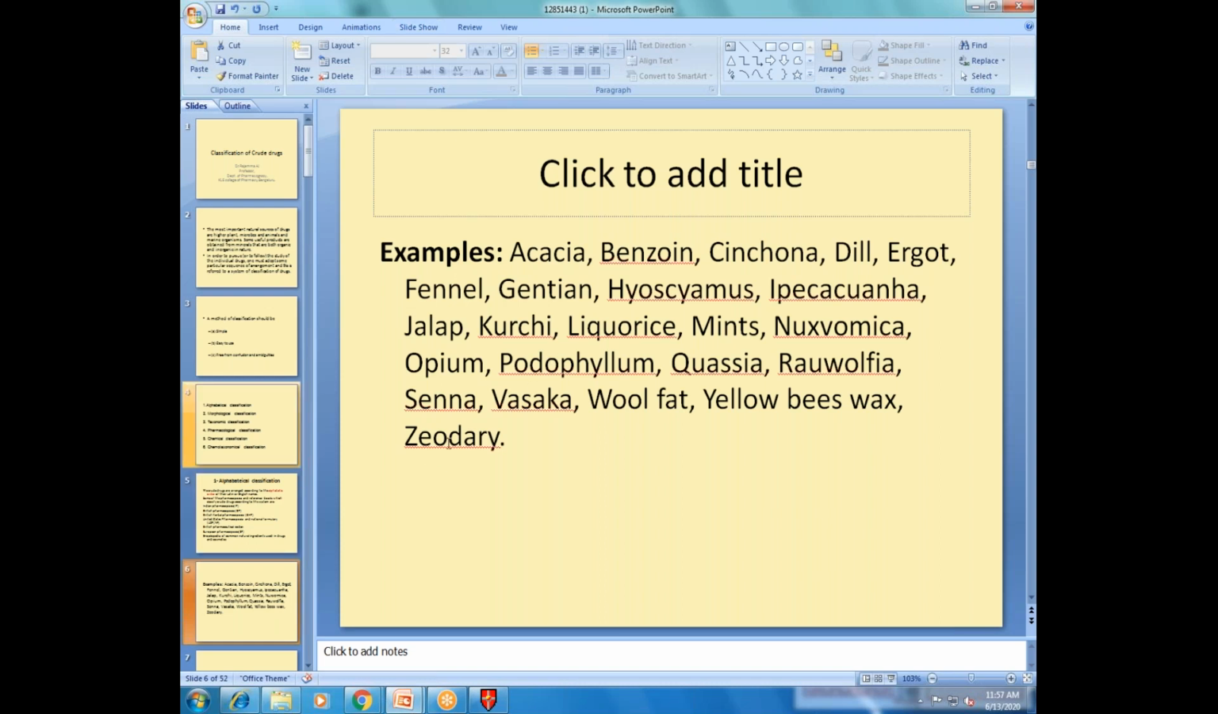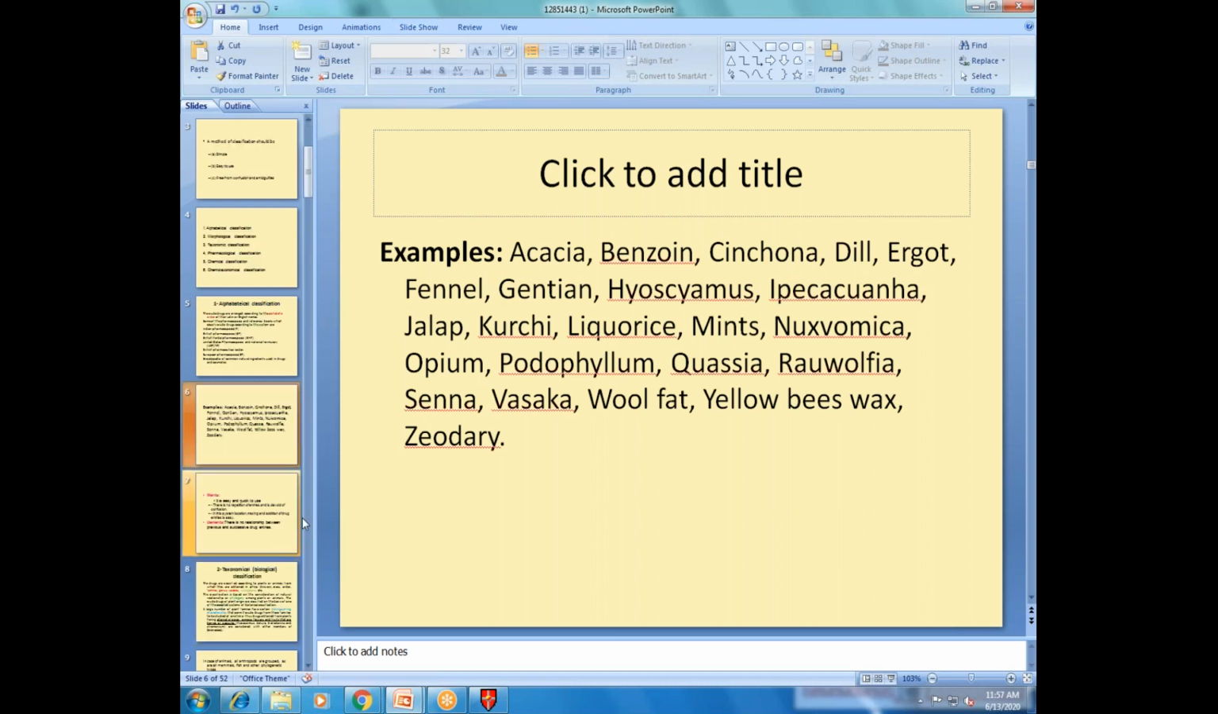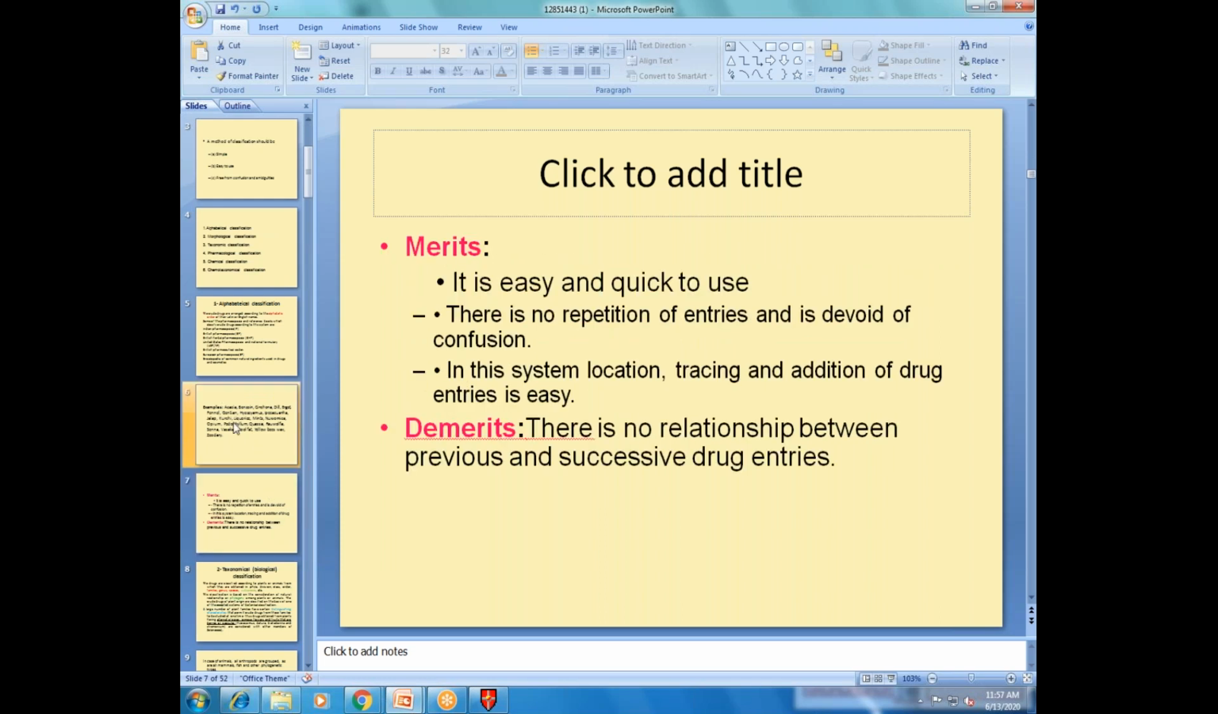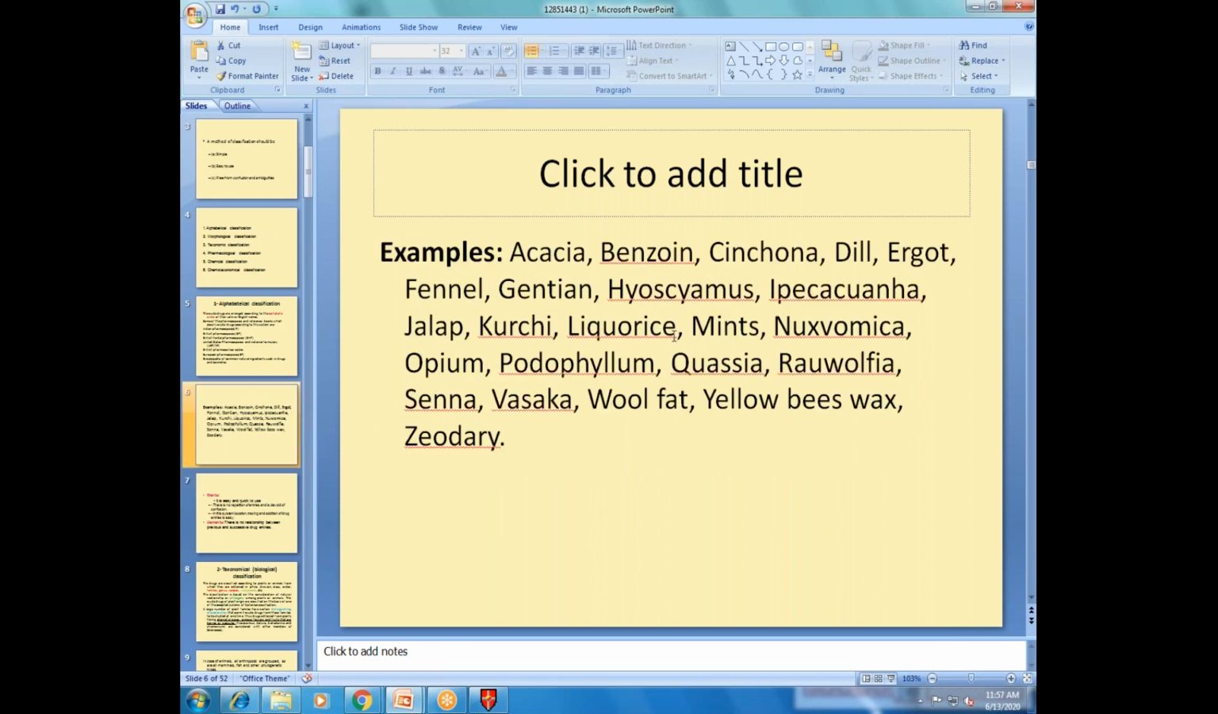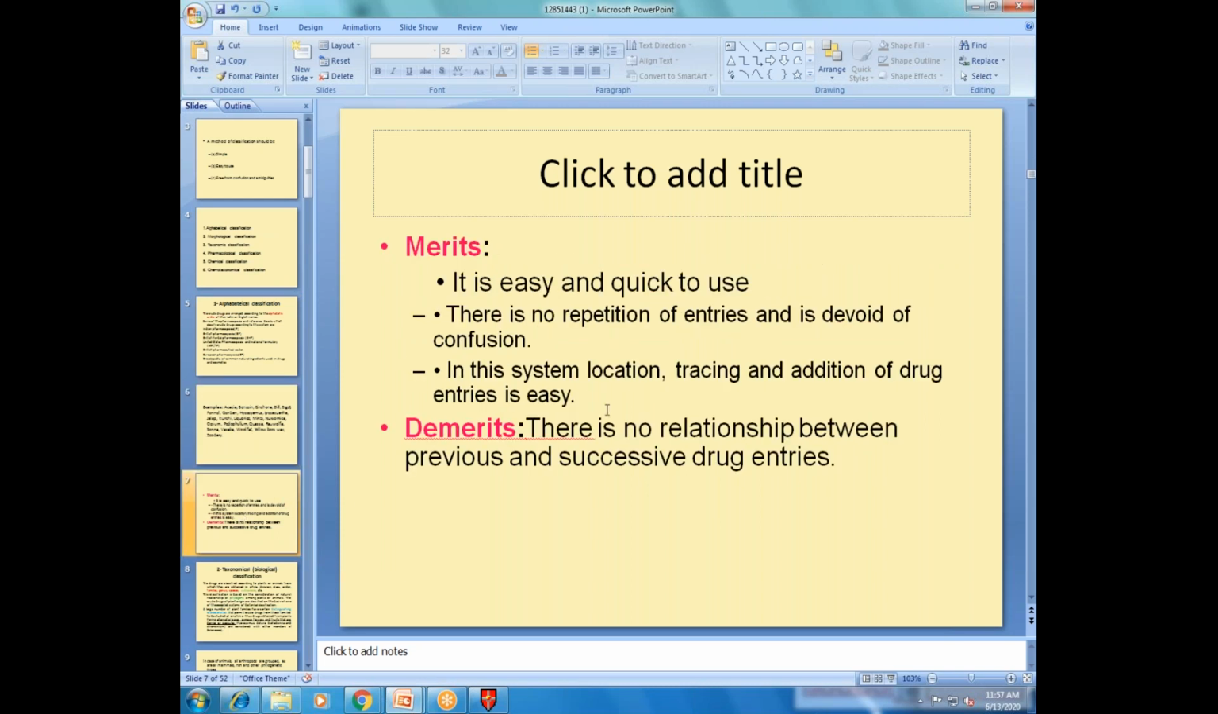So this is about the alphabetical classification, wherein you classify based on alphabetical order. Coming to its merits and demerits, it is easy and quick to use. That is a major use of alphabetical order. You know that if the drug is Vasaka, it should go at the end. If it is Acacia, it should come first. And if it starts with H, honey, or G, ginger, it goes in between. So it is easy to locate the drugs.